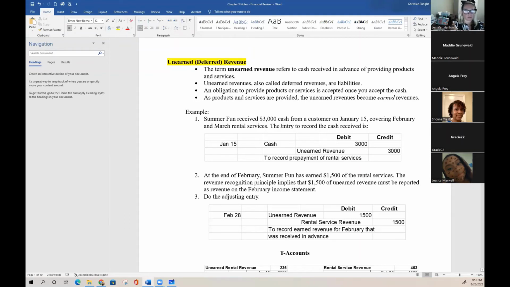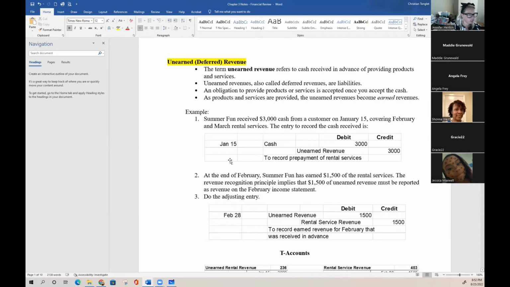Now, at this point, when I collect the money, I didn't provide the service yet, right? We're in January, and it says it's covering February and March. So do I have a revenue yet? I don't. So I'm going to go ahead and put my cash in. That's my asset debit, $3,000, and my credit is unearned revenue. Have not earned it yet. So it's $3,000. What type of account is unearned revenue? It's a liability. Make sure you remember that. Anytime you owe, there's a liability. It's normally a credit balance.